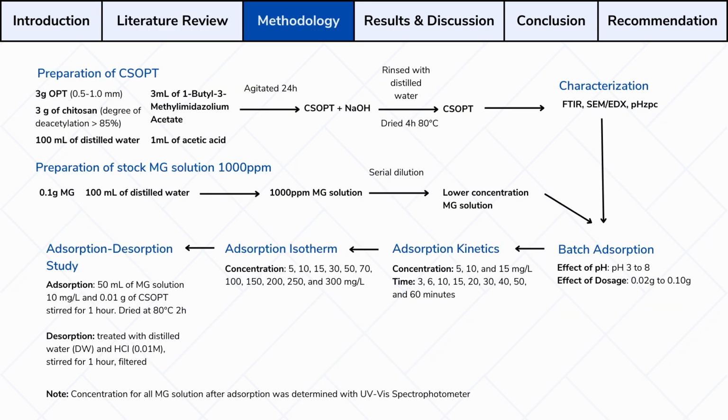CSOPT was prepared using chitosan, OPT, 1-butyl 3-methylimidazolium acetate, acetic acid, and distilled water. After treatment with alkali, rinsing with distilled water and drying at 80 degrees Celsius, the CSOPT adsorbent was obtained. The adsorbent was characterized using FTIR and SEM-EDS. Proceeding to batch adsorption to study the effect of pH, adsorbent dosage, initial concentration, and contact time. Adsorption kinetics and isotherm were studied using PFO and PSO kinetic models, and Langmuir and Freundlich isotherm models. Lastly, the desorption study using distilled water and hydrochloric acid.